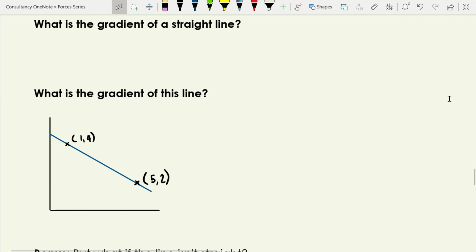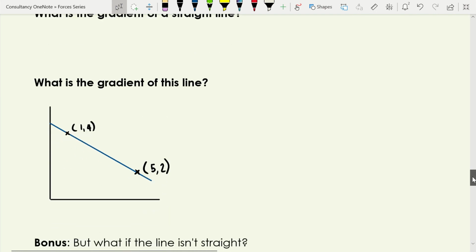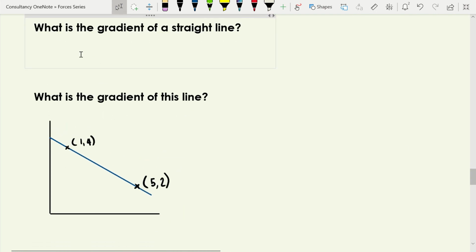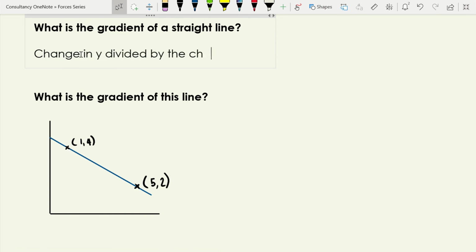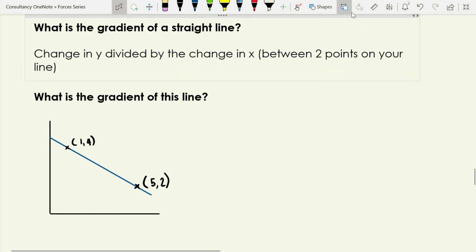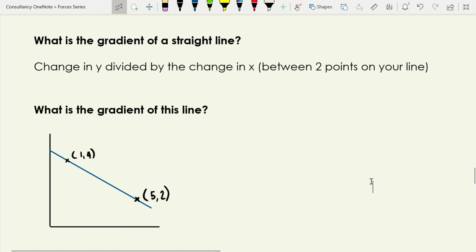Okay, so then we're actually getting into what a gradient or the number actually is. It is the change in y divided by the change in x, I guess, between 2 points on your line. And we can pick any 2 points on our straight line and we should get the same gradient, so it doesn't matter.